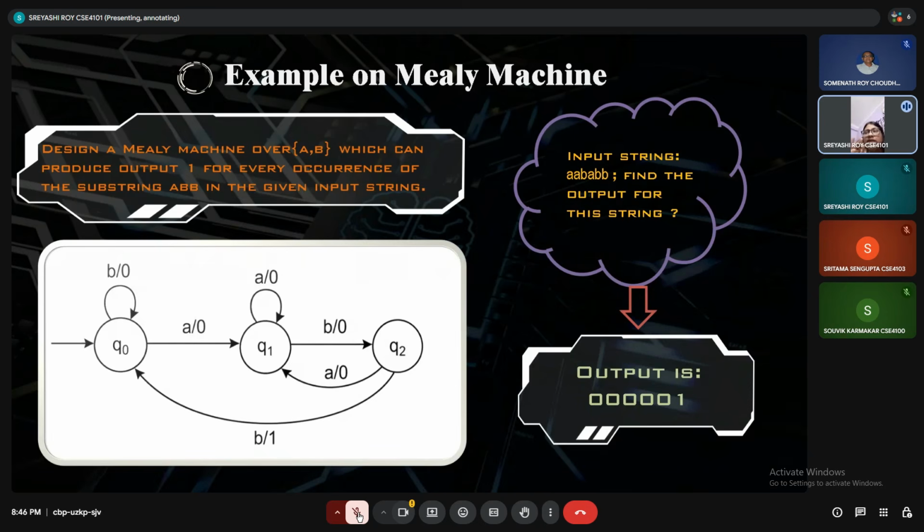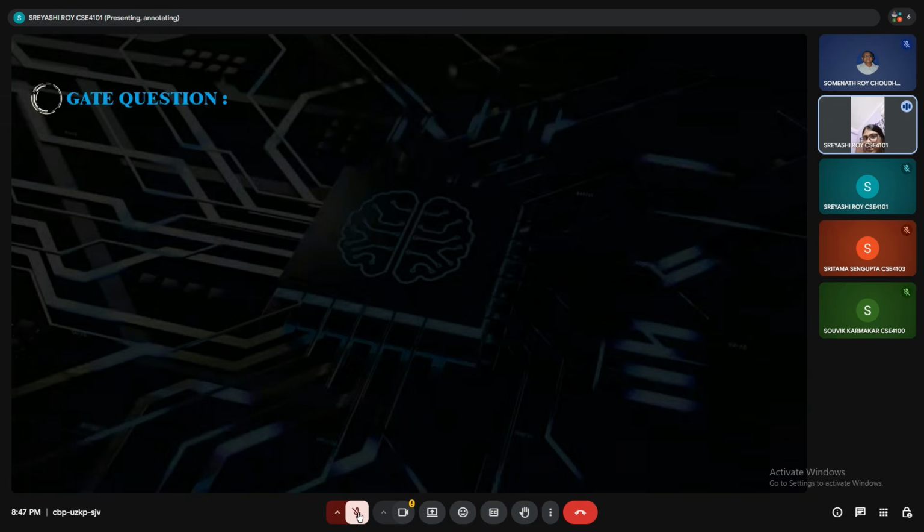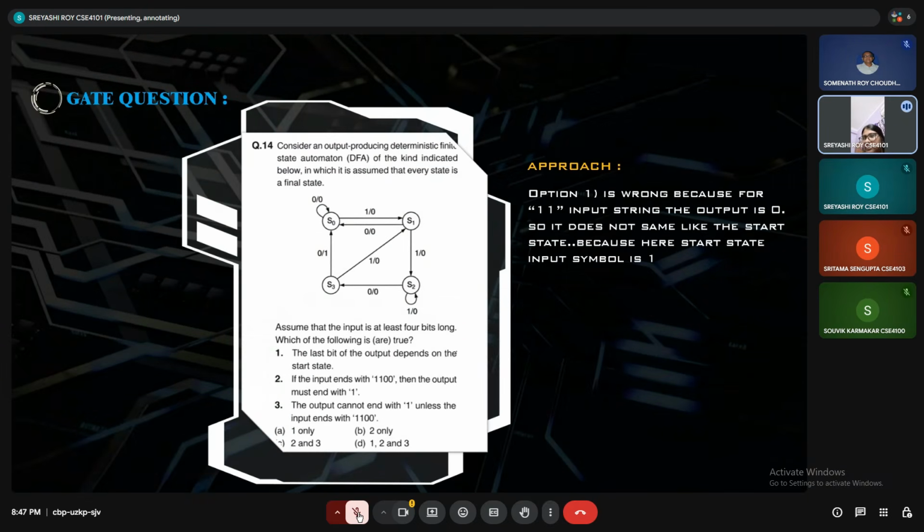If the input string is AABABB, the machine processes it step by step and gives the final output of 00001. So now coming to the next GATE level question of Mealy machine.